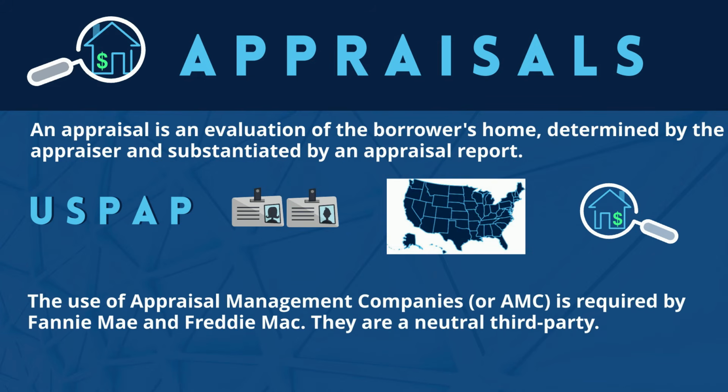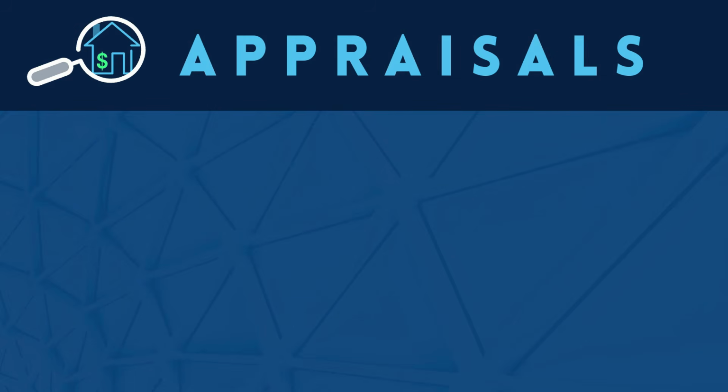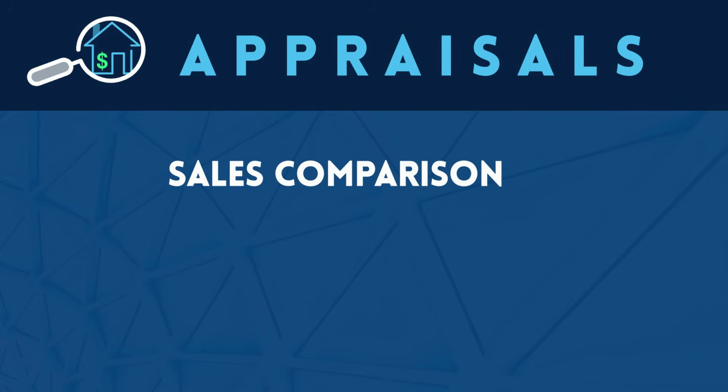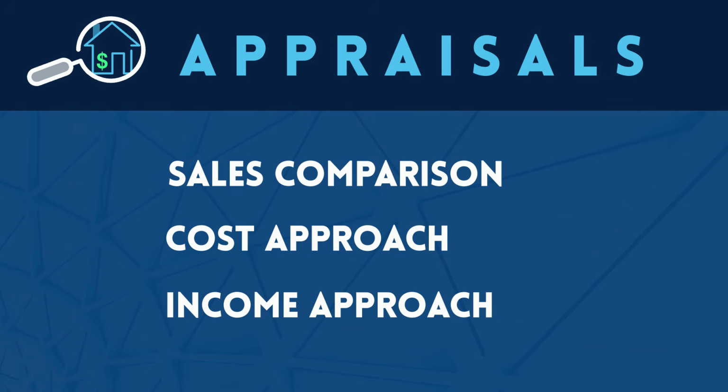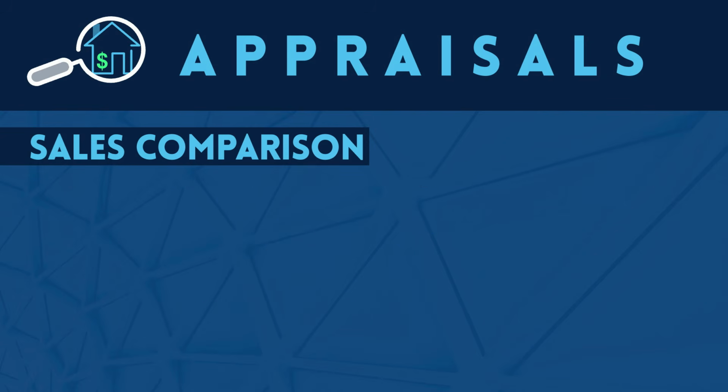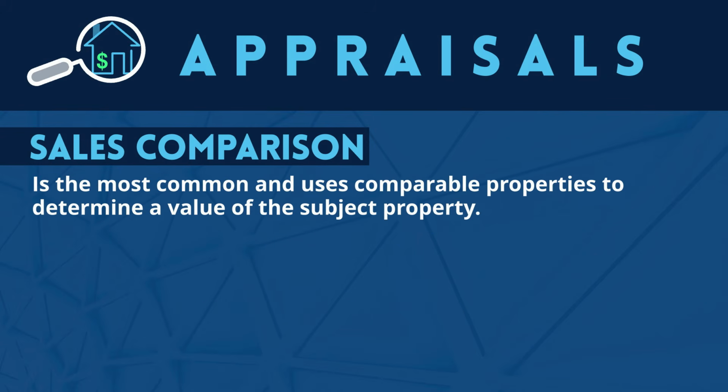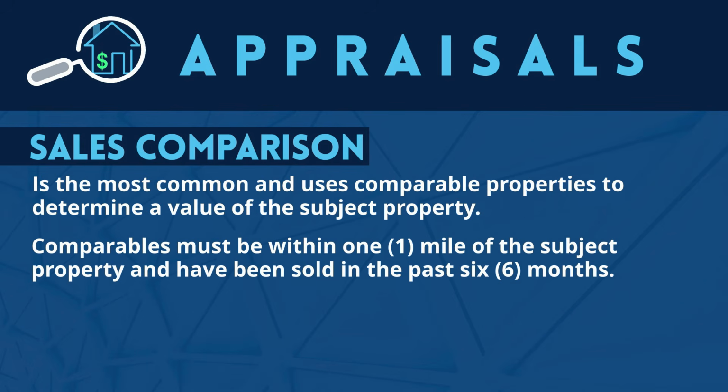The use of an appraisal management company, or AMC, is required by Fannie Mae and Freddie Mac. They are a neutral third party. There are 3 types of appraisals: sales comparison, cost approach, and income approach. The sales comparison approach is the most common and uses comparable properties to determine a value of the subject property. Comparables must be within 1 mile of the subject property and have been sold in the past 6 months.